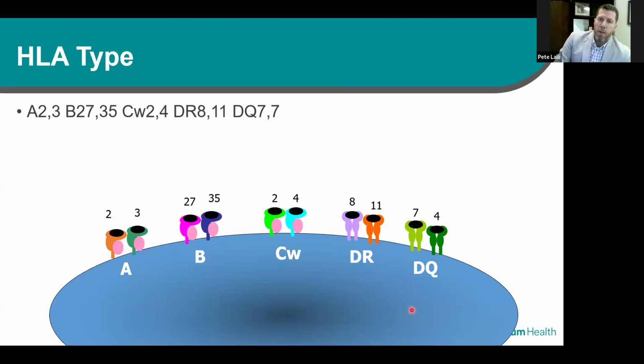So if we look at what a basic HLA typing looks like, when we are in our laboratory, one of the first things that we do for all of our patients and all of our donors is identify what their HLA type is. Each one of us has a unique individual typing. And you can see here in this case, this person is HLA A2 and A3, HLA B27 and 35, CW2 and 4, DR8, 11, DQ7 and 7. So this is what an HLA type will look like. This happens to be my HLA type because it's the one that I remember when I'm making my presentations.